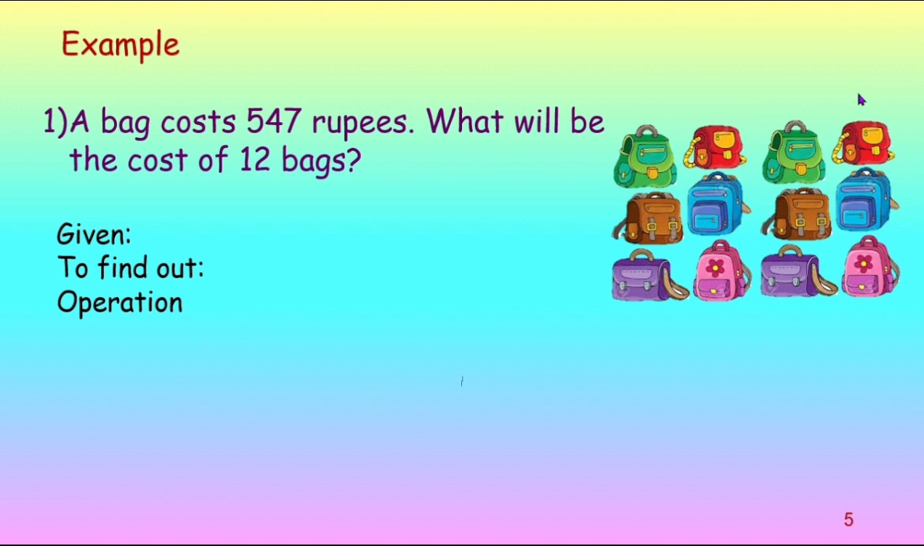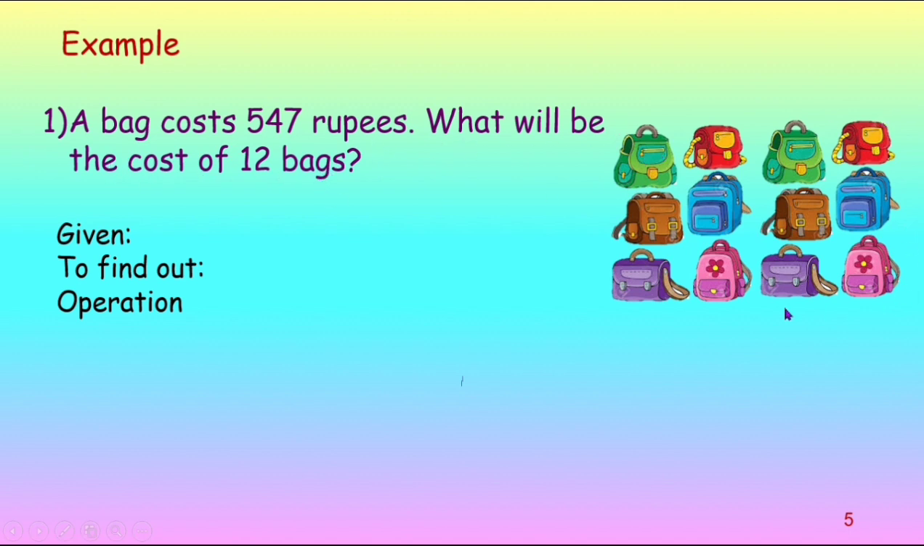When we do multiplication, we need to look out for the numericals. Then we also need to arrange our numbers as what has been given, what we have to find out, and what is the operation that we have to use. To help us visualize the sum, what do we do? We try and draw a small sketch. So what is the sum? A bag costs 547 rupees. What will be the cost of 12 bags?